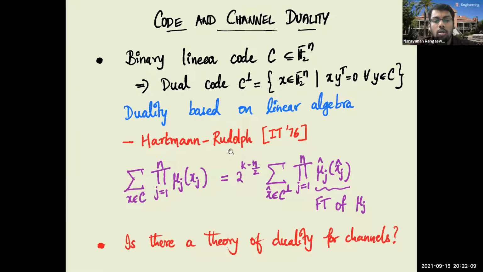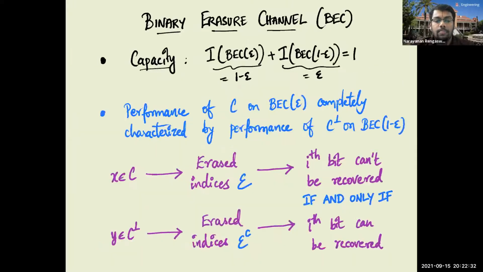Hartmann and Rudolph used exactly this kind of duality to rewrite the sum over a code as a sum over the dual code. And using this, they were able to show that maximum likelihood decoding of a high rate code can be done very efficiently by just computing the sum over the dual low rate code. Now the question is, is there a theory of duality for channels rather than just codes?